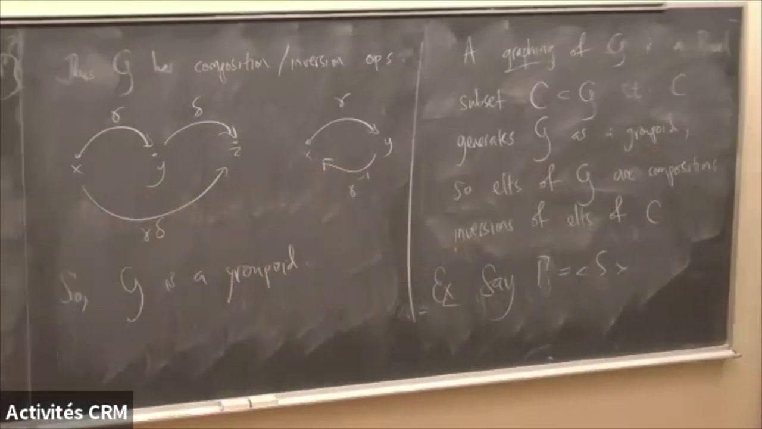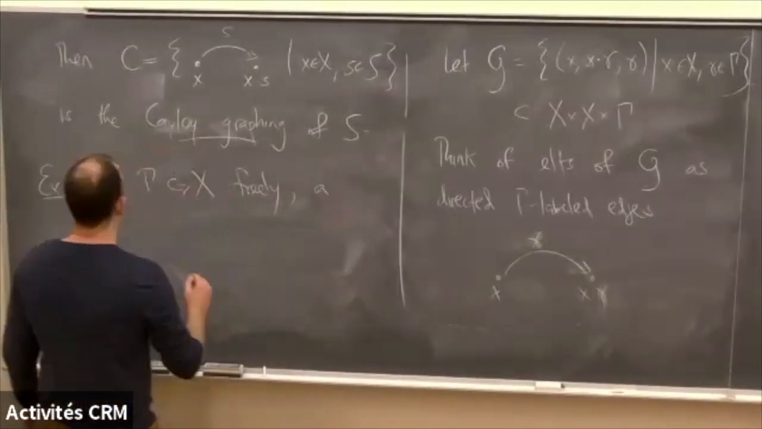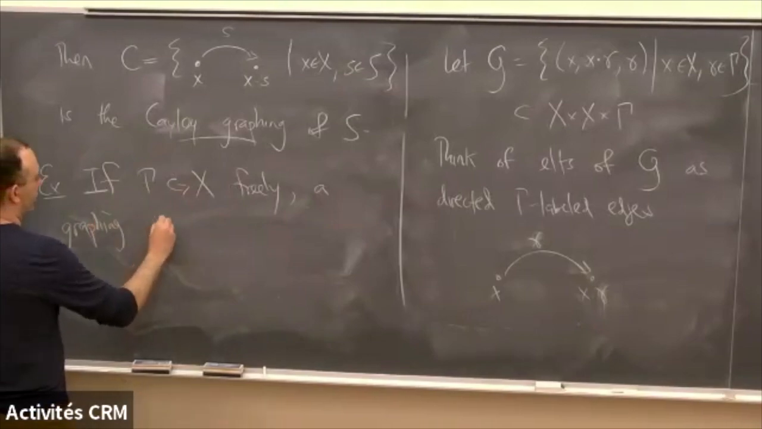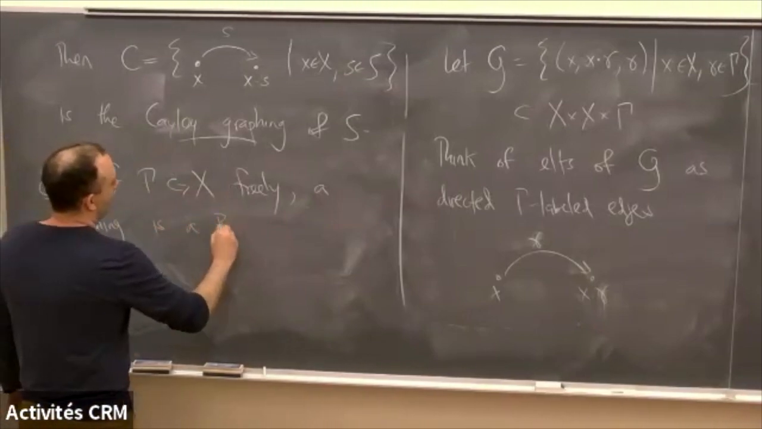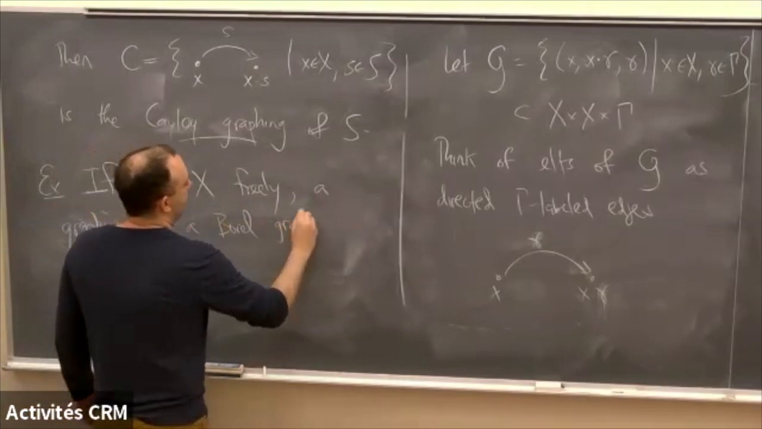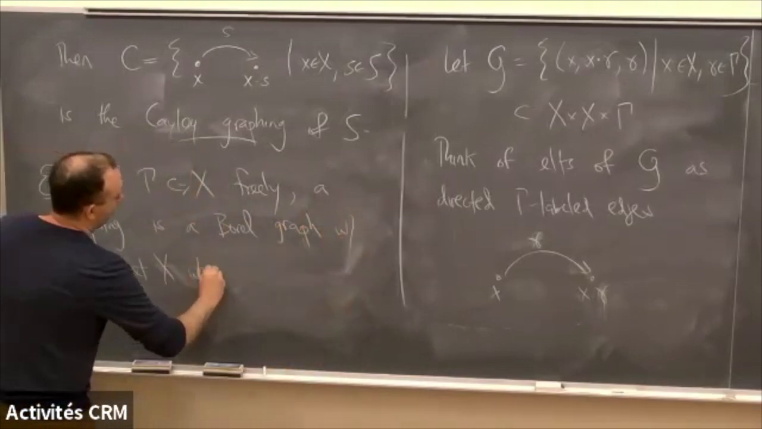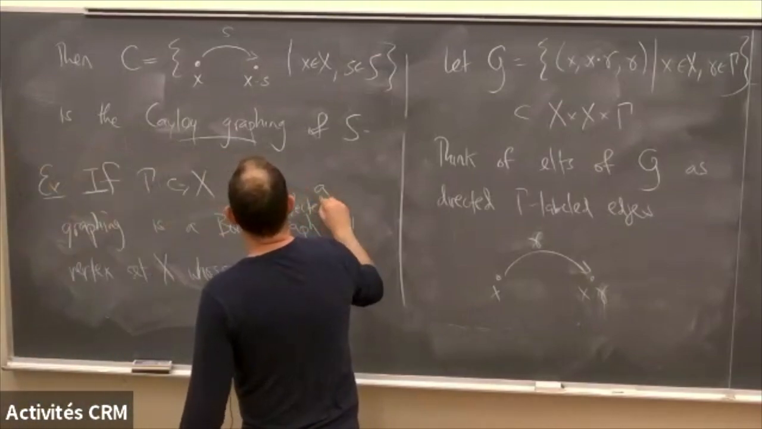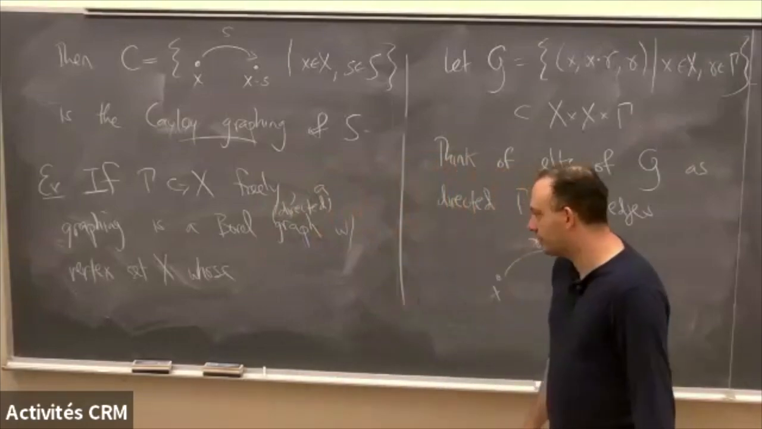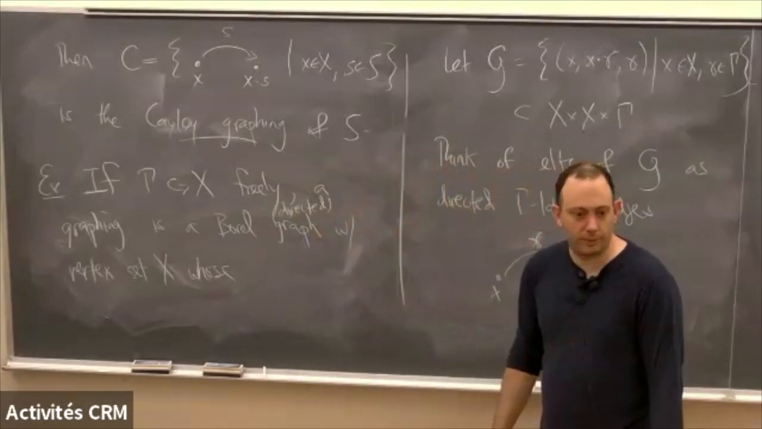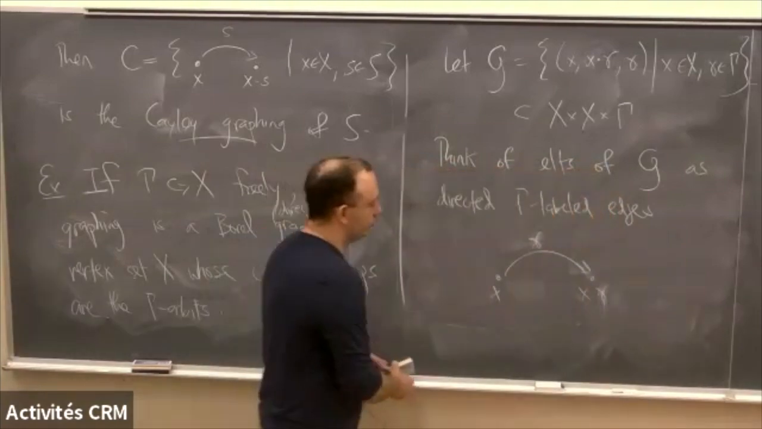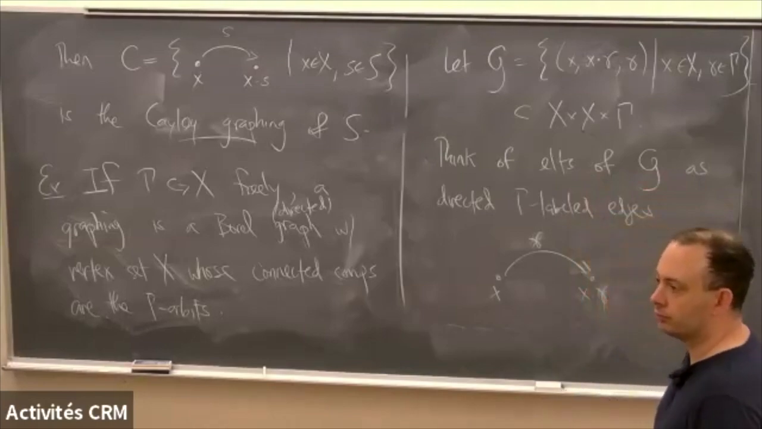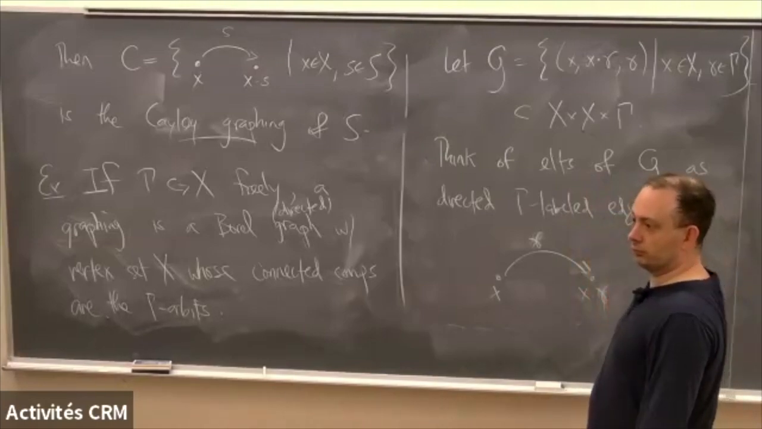In other words, a graphing is just a Borel graph with vertex set X, a directed graph the way that I'm saying it here, whose connected components are the Gamma orbits. If it's not free, you can have many edges going between x and y, and if I put only one edge, that's not good enough to be a graphing.